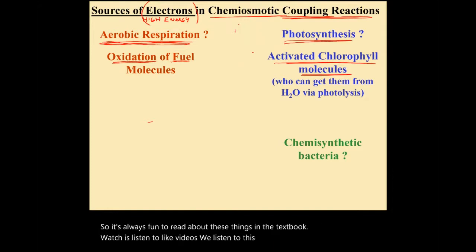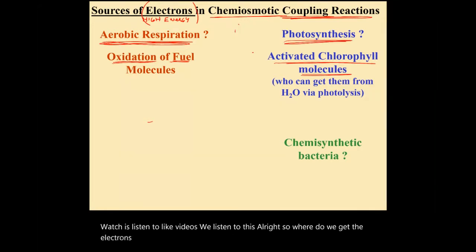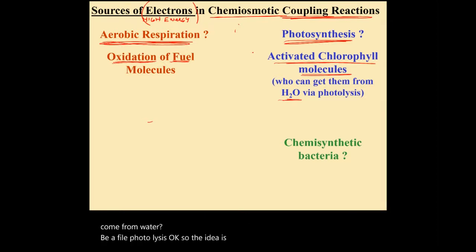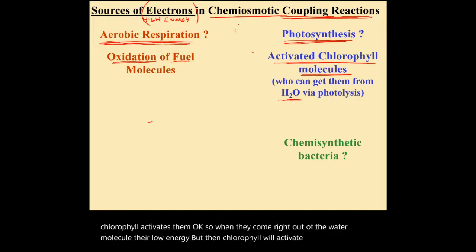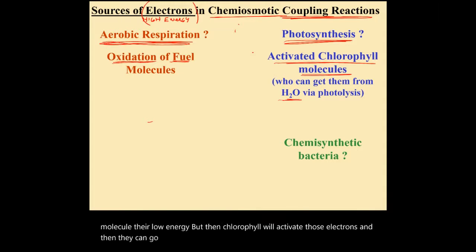So where do we get the electrons from? What is the source of the high energy electrons in photosynthesis? Activated chlorophyll molecules, which ultimately could have come from water via photolysis, okay? So the idea is that they're not high energy electrons until chlorophyll activates them, okay? So when they come right out of the water molecule, they're low energy, but then chlorophyll will activate those electrons, and then they can go into chemiosmotic coupling.